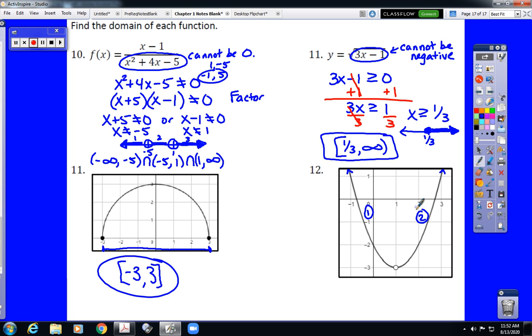So our first piece is going to run from -infinity up to x equals 1. So we would say -infinity to 1. 1 is not included in the domain. And then we would attach piece 2, which starts at 1 and goes to positive infinity. That is the entire review.